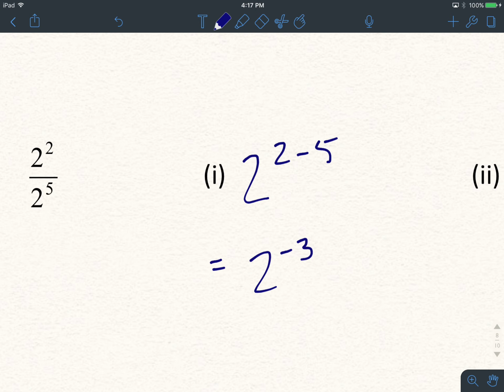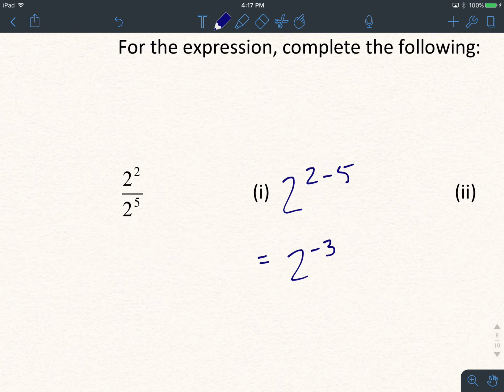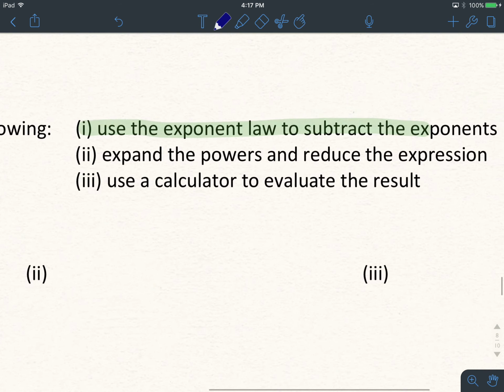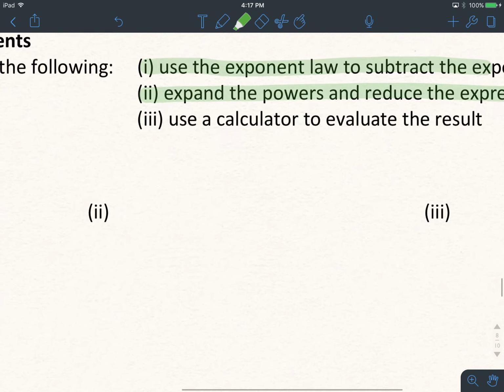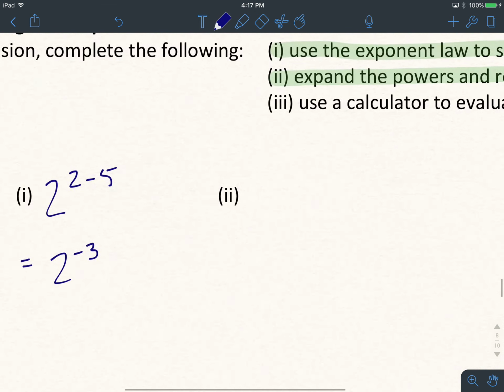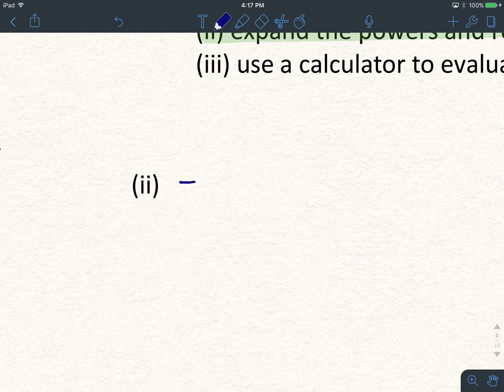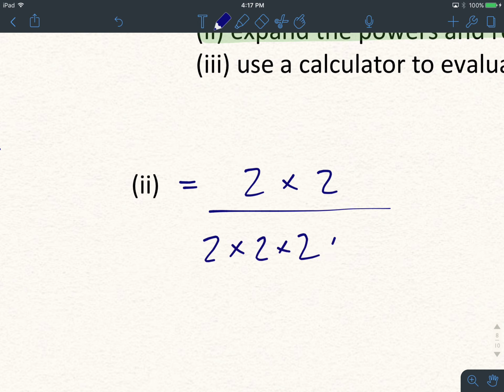Don't really know what to do with that. To get a clue as to how negative exponents work, we're going to do part ii, or two little i's, which is expand the powers and reduce the expression. So that's going to be 2 squared. So that's going to equal 2 times 2 all over 2 times 2 times 2 times 2 times 2. So there's our 5 2's.